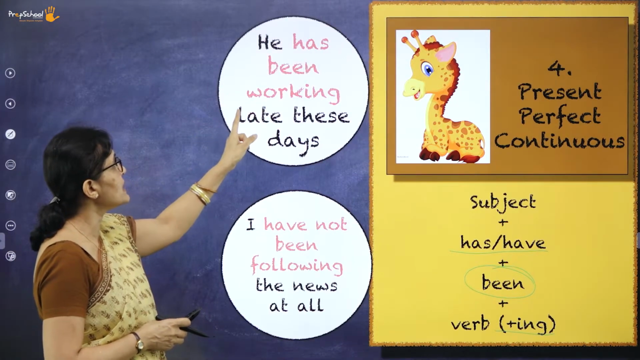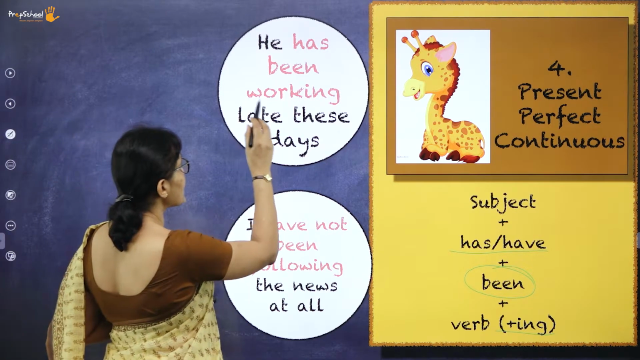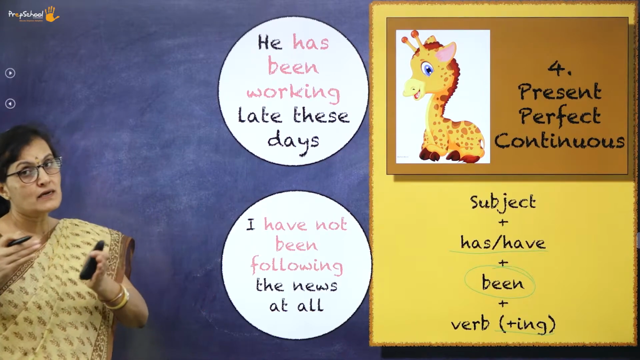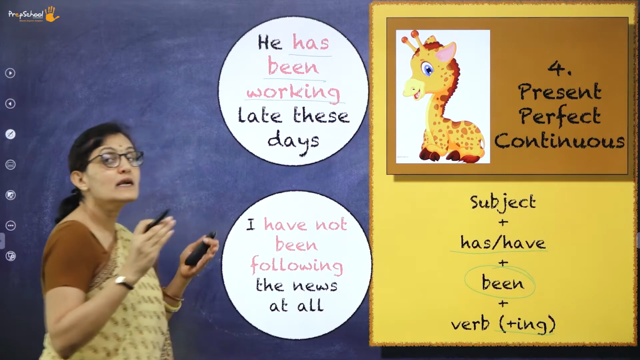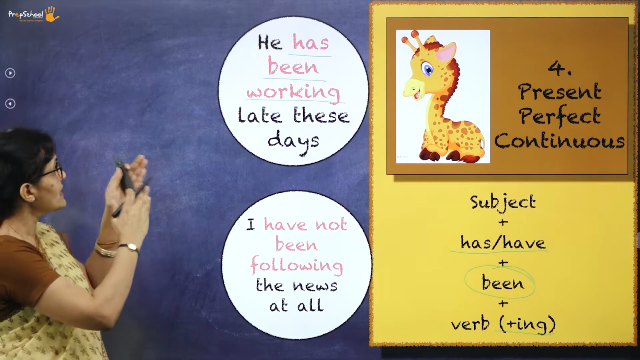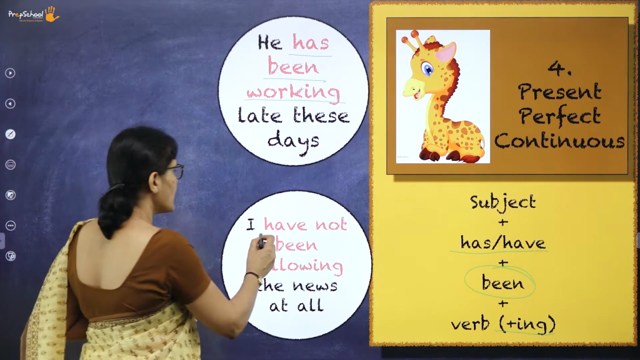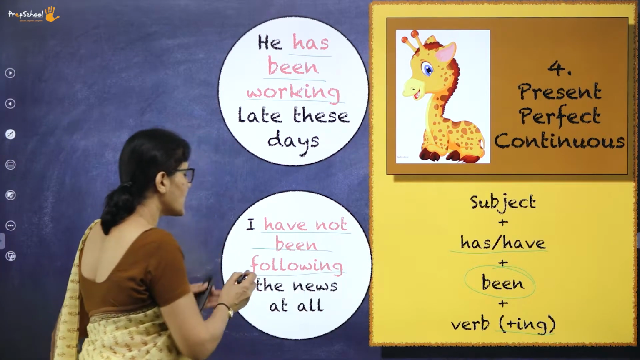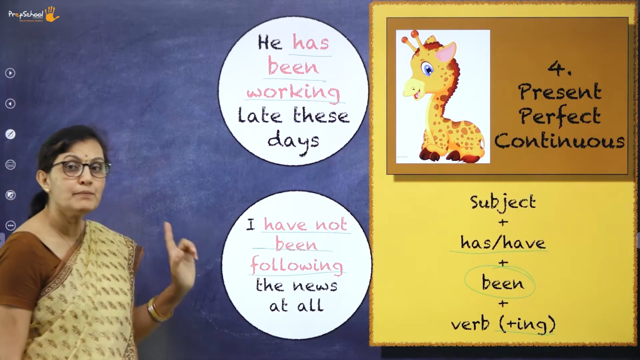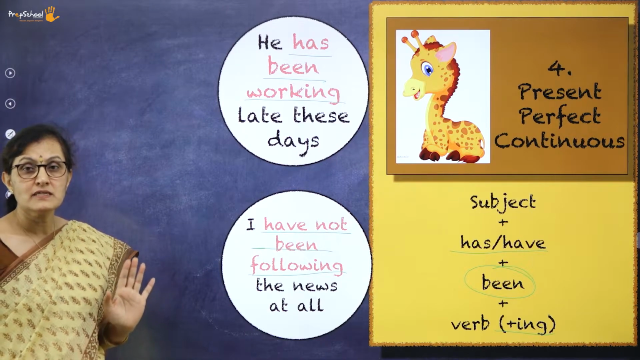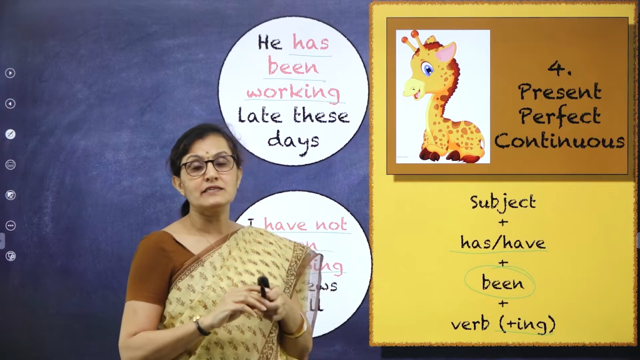He has been working late these days. So present perfect continuous. He has been working continuously. So that is, he has been working. Present perfect continuous. In the same way, I have not been following the news at all. Once again, it is the present perfect continuous tense. So I hope you got to know the 4 kinds of present tense.